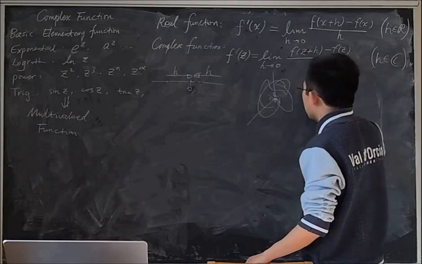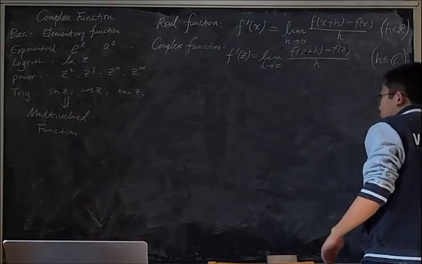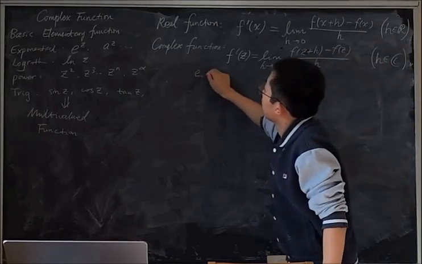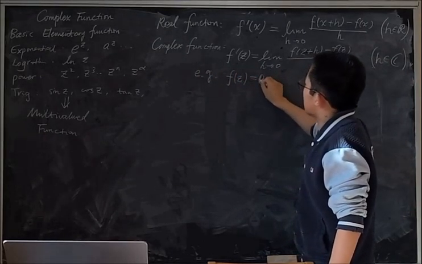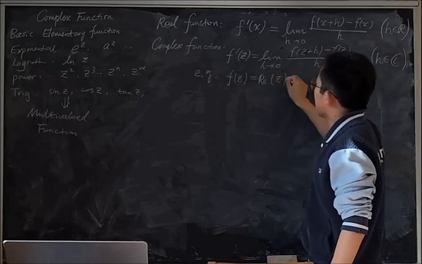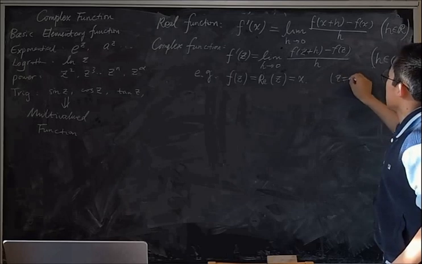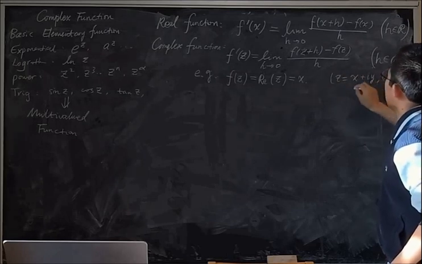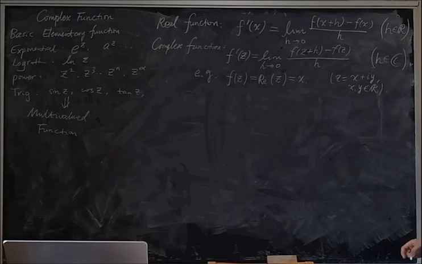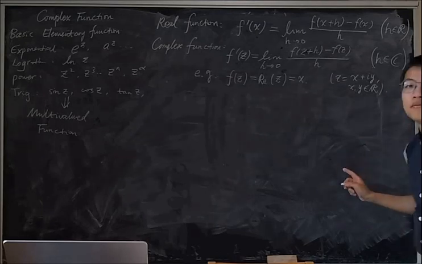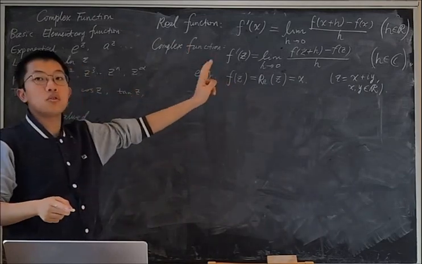Okay. For example, let's consider a very simple function, f(z) equals just the real part of z, or we can say x, if z is x plus iy and x, y are both real numbers. Let's consider this limit. I do the limit in two different ways.